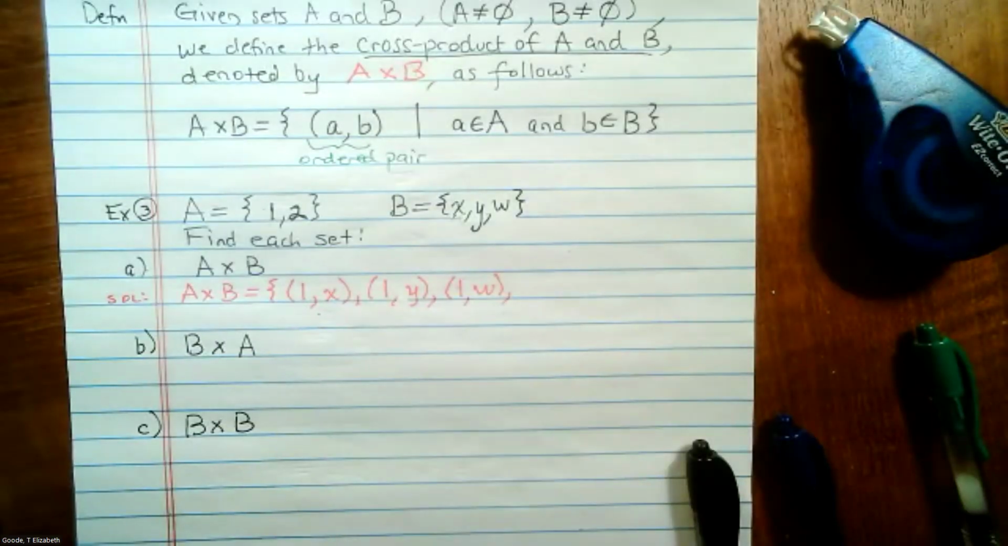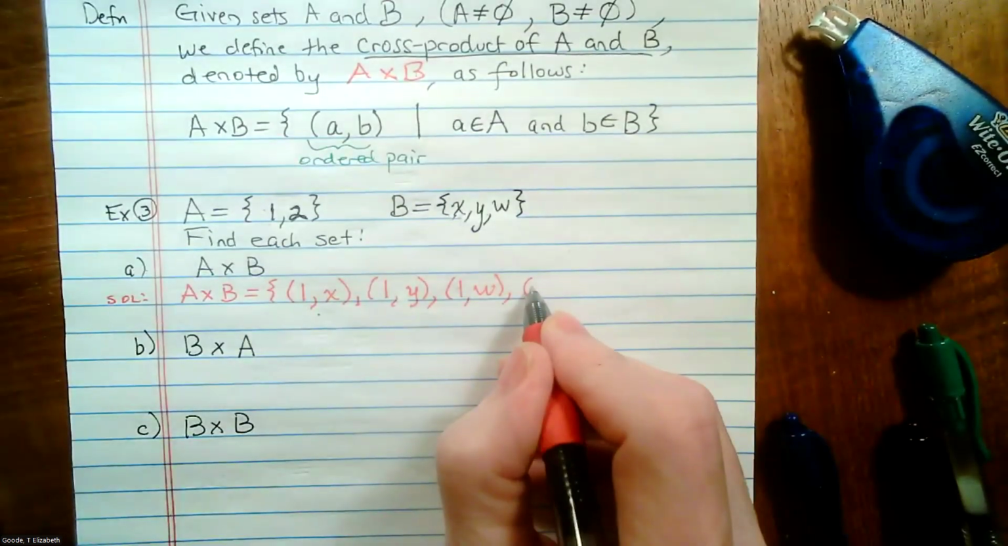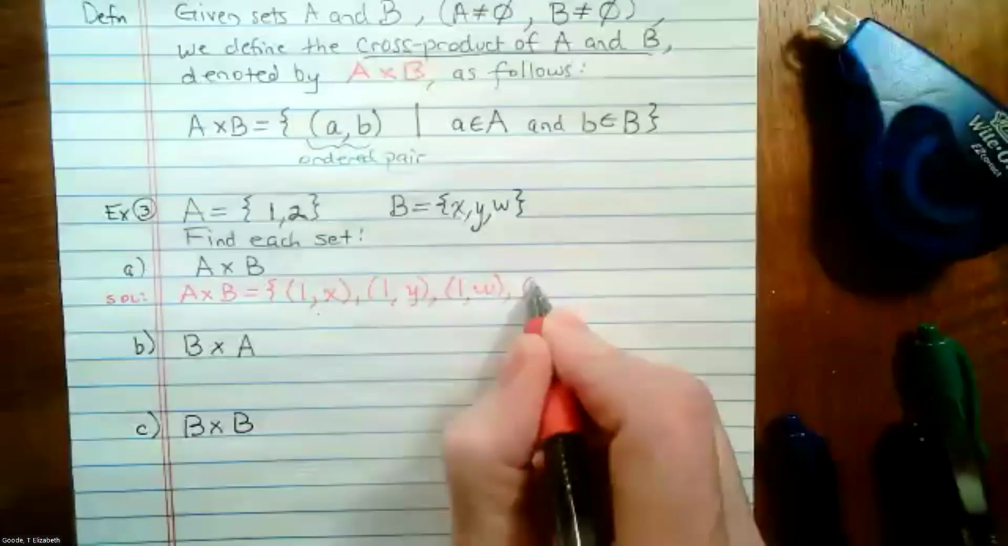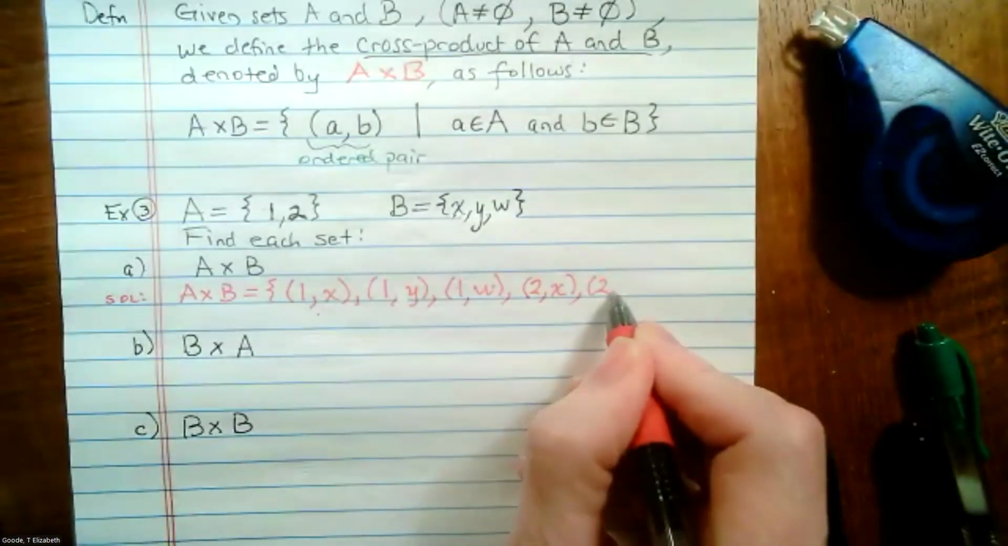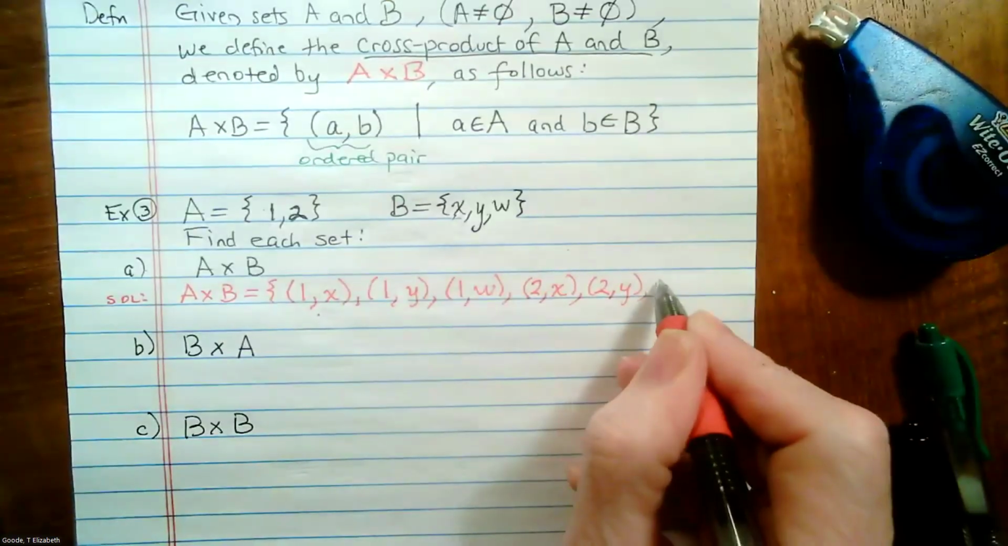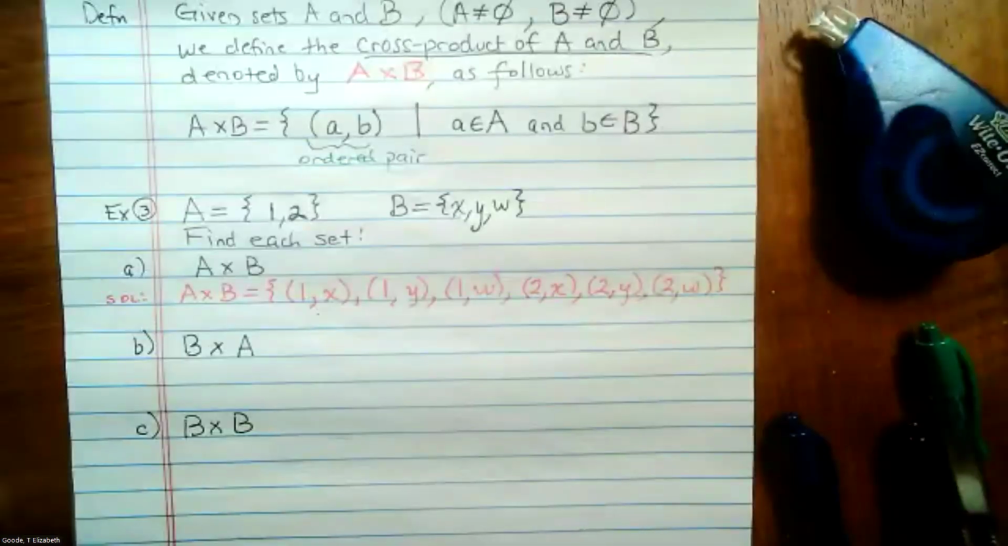All right, so now what should we do? The 2's. Yeah, the 2's. So you tell me what to write. 2 comma X. Perfect. Then 2 comma Y. Yep. And then finish it off with 2 comma W. Does that make sense? Yes, kind of.